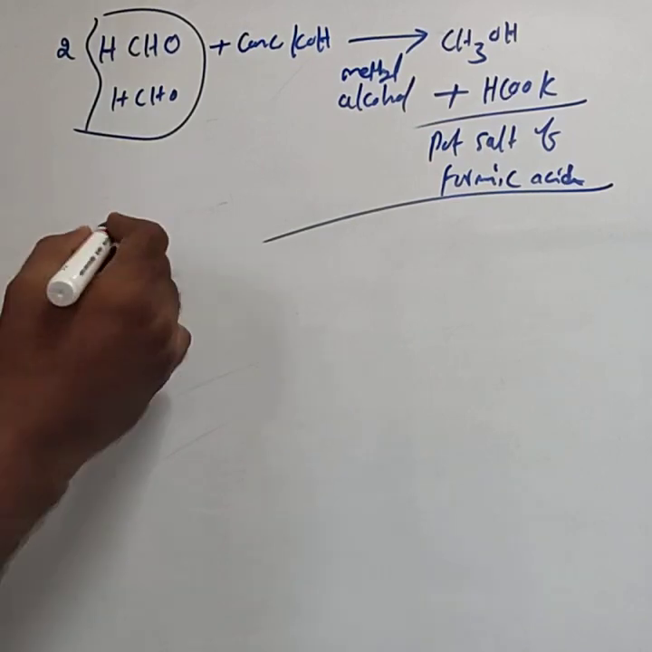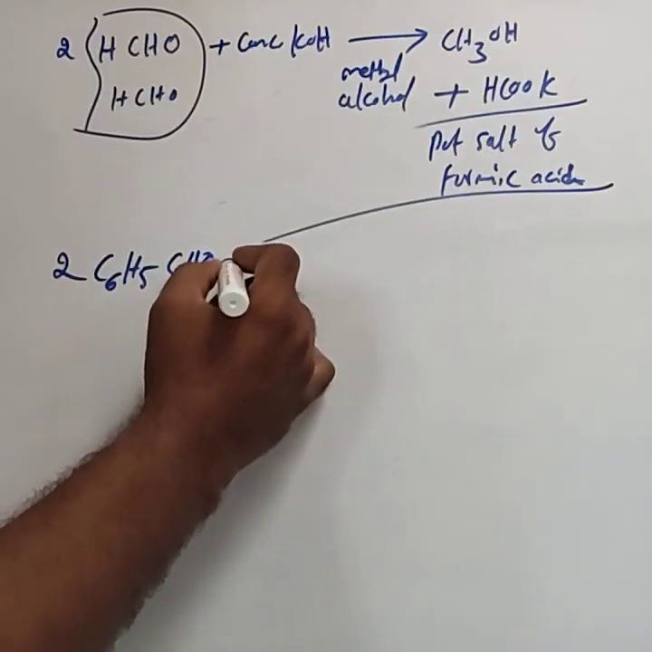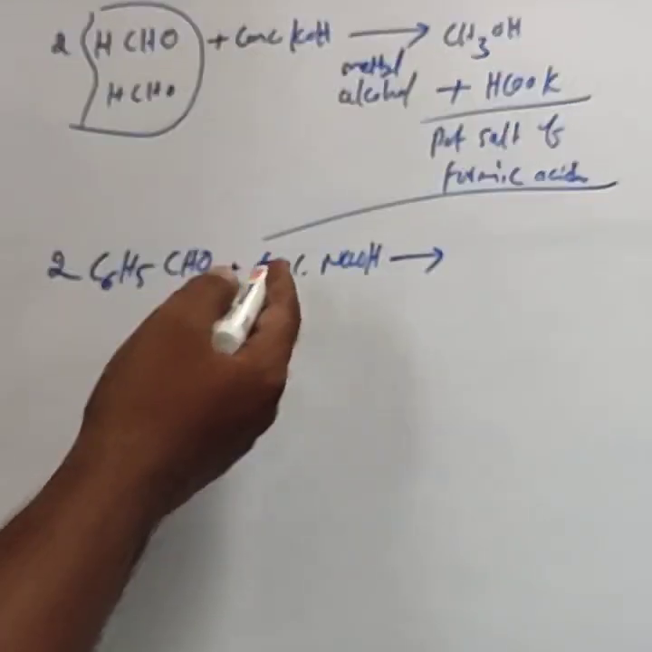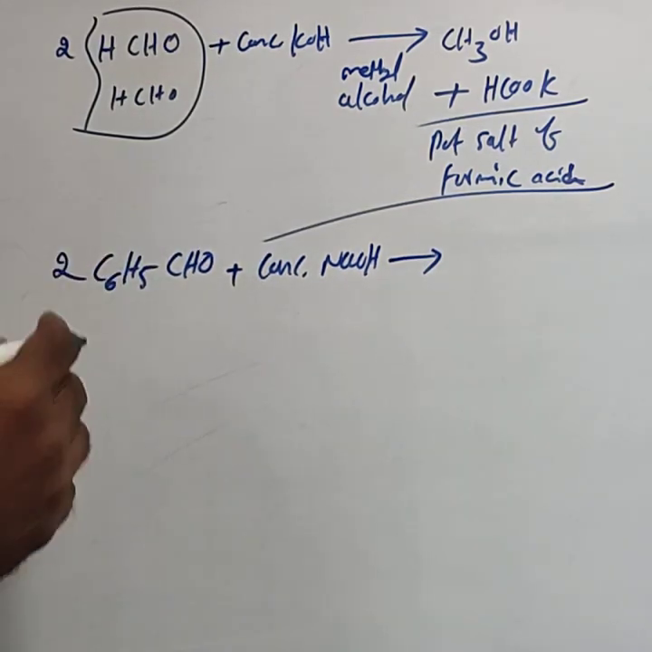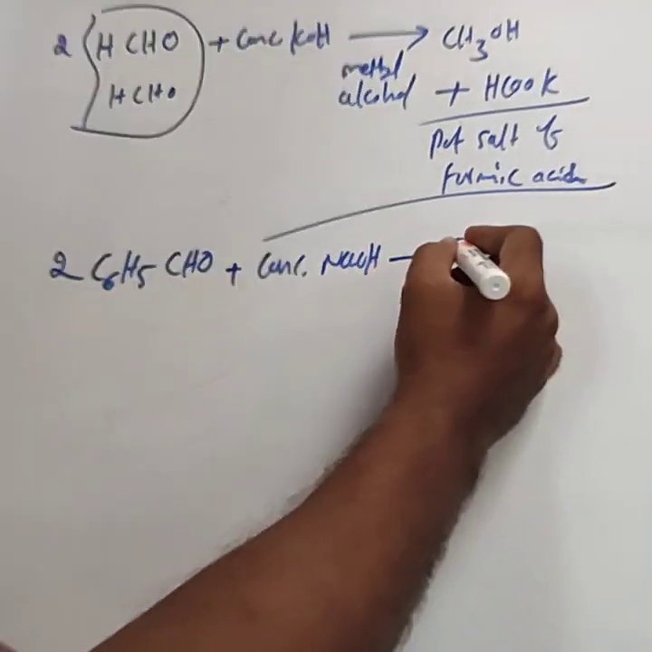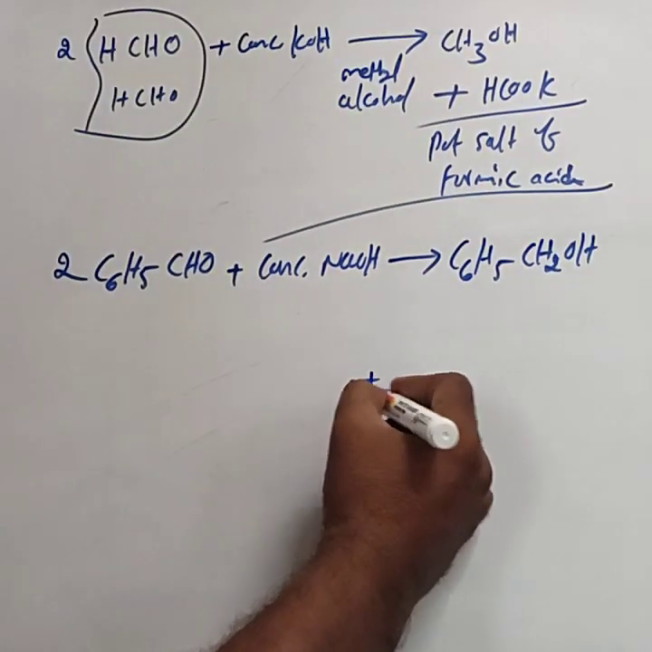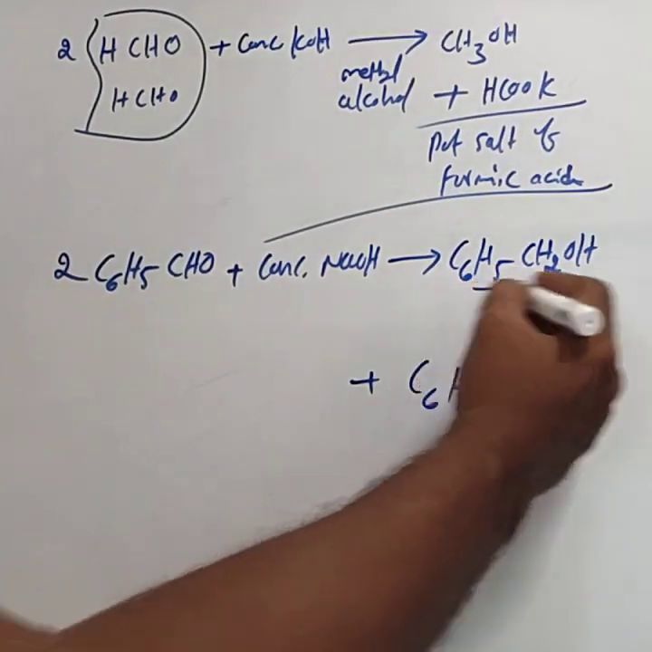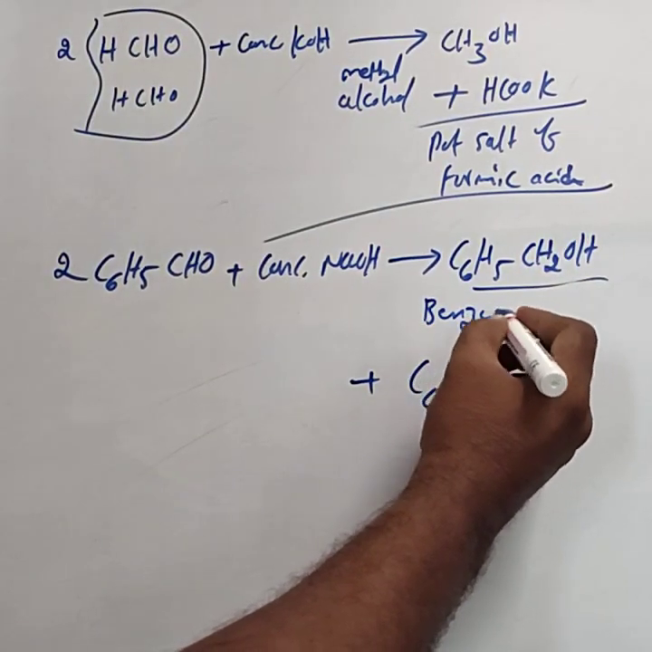Consider the second example, benzaldehyde, C6H5CHO. When 2 moles of benzaldehyde react with concentrated NaOH or KOH, they undergo self-oxidation and reduction. That is, one benzaldehyde undergoes oxidation, another one undergoes reduction. First, consider the reduced product. Reduction means they accept hydrogen. One benzaldehyde accepts the hydrogen to form C6H5CH2OH, and another undergoes oxidation, accepting oxygen to form C6H5COONa.